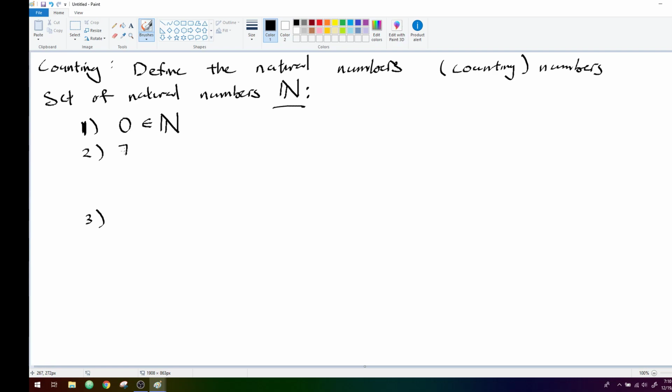Secondly, there exists, and this is the reason why we wanted to introduce the notion of functions, because we're actually going to define one property of the natural numbers in terms of a function that exists, that takes natural numbers as input and gives natural numbers as output.